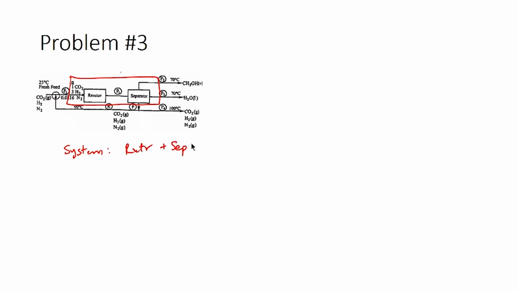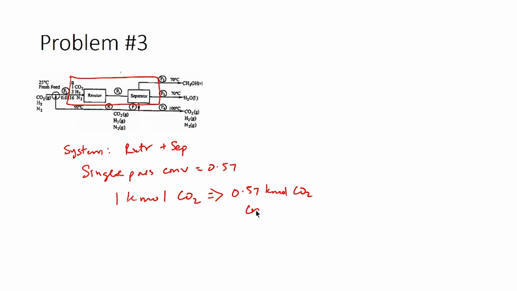So, now that we have used the system, we can use the single pass conversion. The single pass conversion is equal to 0.57, right. So, this means we have 1 kilomole of CO2 entering. So, if 1 kilomole of CO2 is entering, how much is actually getting consumed? This implies 57% of this is getting consumed because of the single pass conversion. So, which means 0.57 kilomoles of CO2 is consumed.